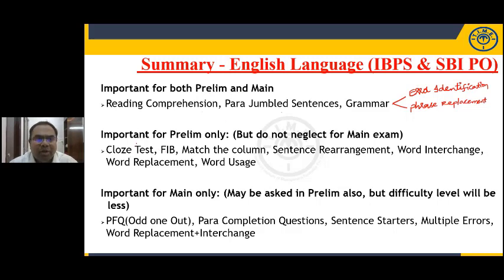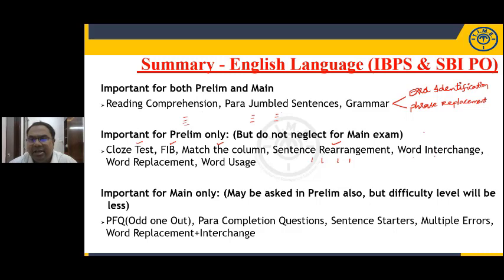Only prelim: close test. There is a paragraph given with blanks in between. Fill in the blank, single blank, double blank. Match the column, where columns will be given and you have to match. Sentence rearrangement. It is not para rearrangement, but a jumbled sentence is given. You have to rearrange it to form a meaningful sentence.